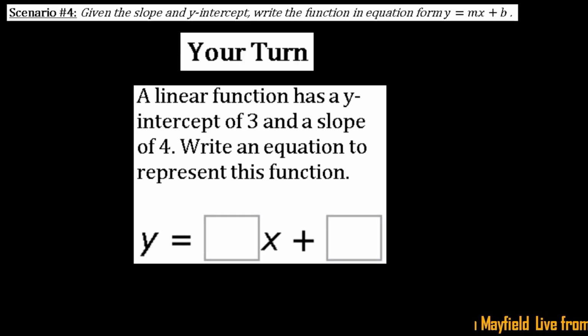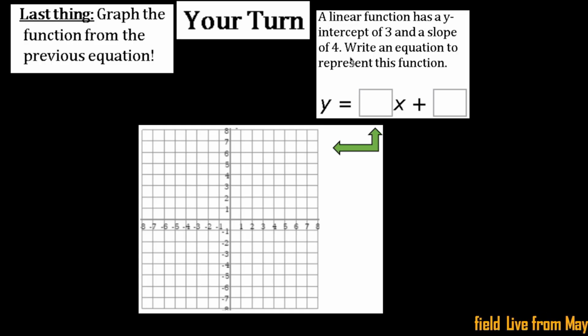Again, for your turn, make sure you're reading this carefully. It says a linear function has a y-intercept of 3 and a slope of 4. Write the equation to represent this function. Once you have that written, make sure that you can graph the function for that equation. So once you have this function written out in slope-intercept form, be able to plot it on the graph and check out your work.